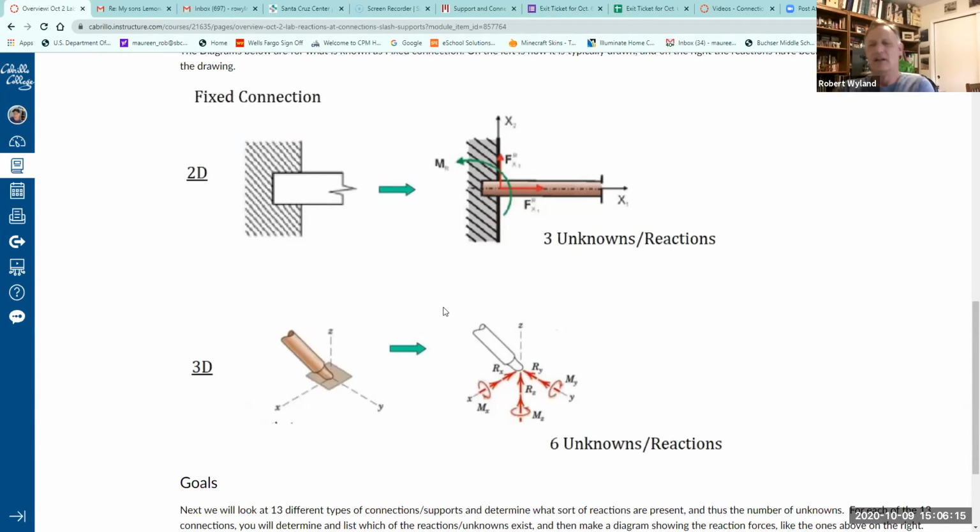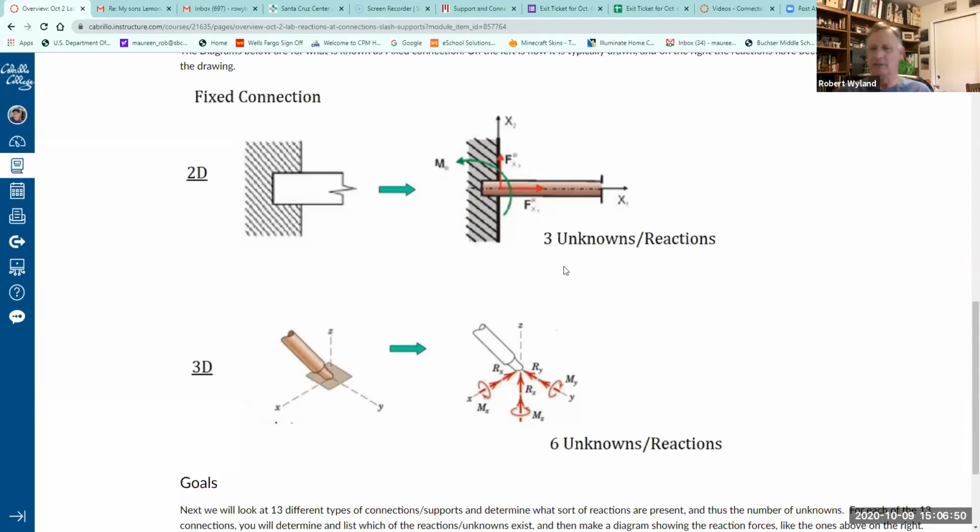Here's an example of two different connections, a fixed connection, and what that means is it's literally fixed to the wall. It's like welded or bolted or riveted. It can't move. Rigid. If you look at it in 2 dimensions, we end up with a force going in the X and in the Y. Those would be our reactions, and then also a moment. So we would have 3 reactions for a fixed connection.